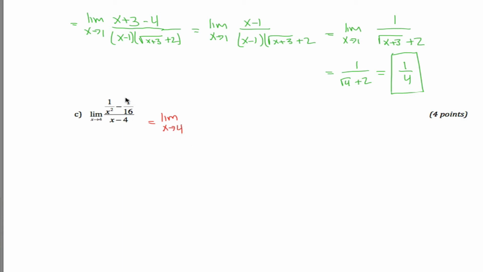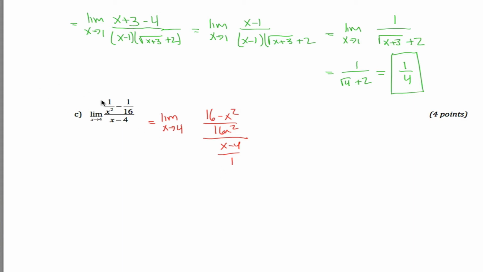To make this one fraction divided by one fraction, I'll get a common denominator in the numerator here. So I'll multiply this by 16 over 16 and this by x squared over x squared, and I'll get 16 minus x squared over 16x squared divided by x minus 4 over 1.